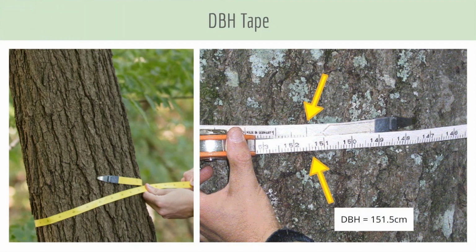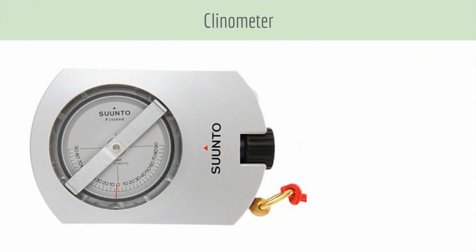If you shouted 151.5, you're right. And congratulations! You now know how to measure the DBH of a tree. So moving on to the height.